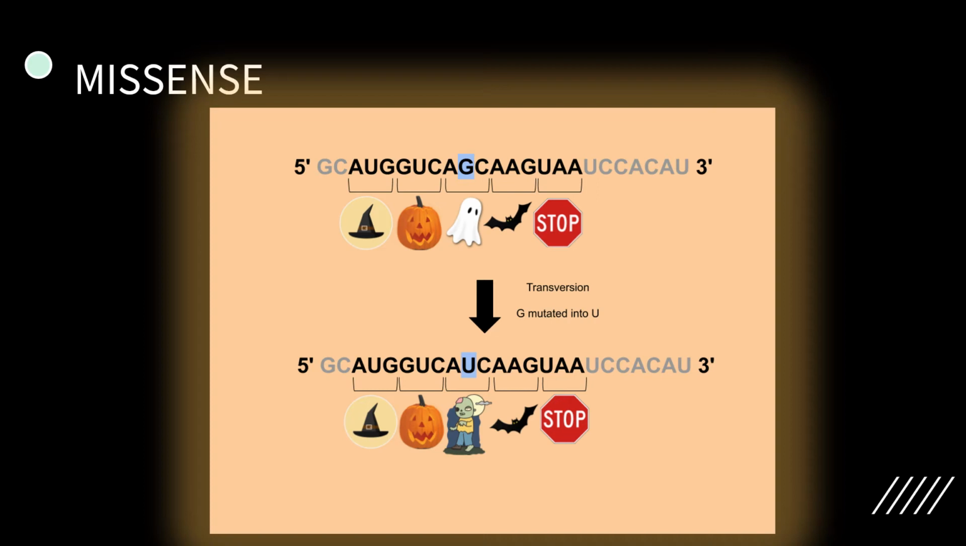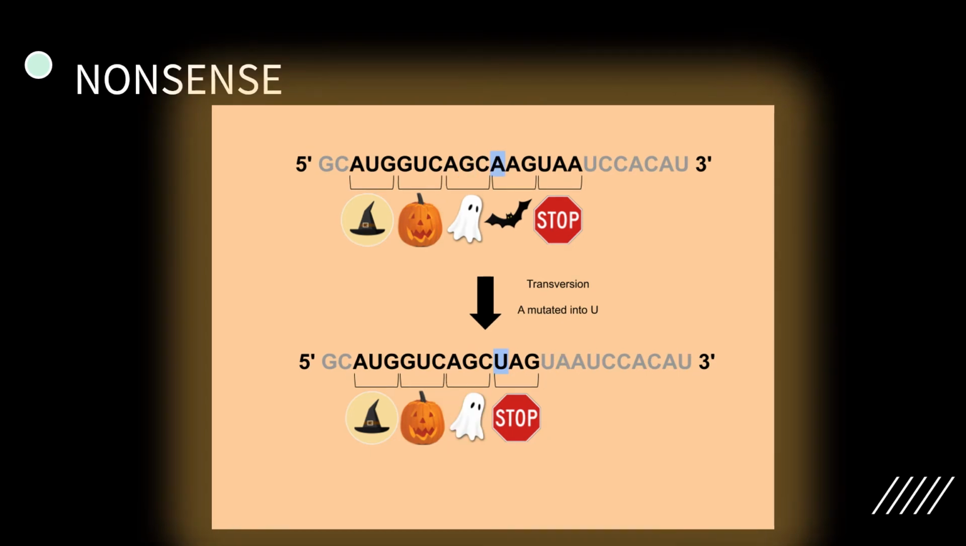A point mutation occurs at the G highlighted and it turns into U. This codon, instead of coding for a ghost, now codes for a zombie. This changes the whole amino acid. This is missense.